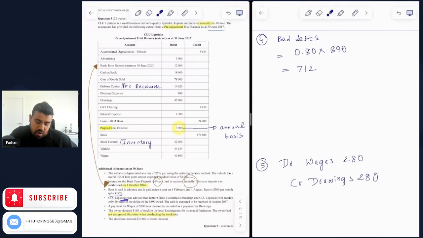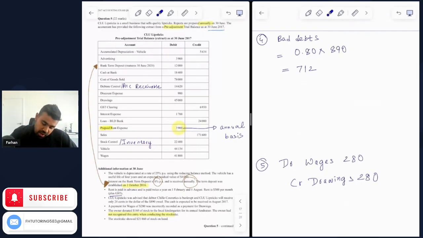CLU Lipsticks was advised that debtor Chilo Cosmetics is bankrupt, and CLU Lipsticks will receive only 20 cents in the dollar of the $890 owed. The cash is expected to be received in August 2017. Right, so we have this credit customer known as Chilo Cosmetics, and we just got to know that they won't be able to make payment for a large amount that we have done business with them.